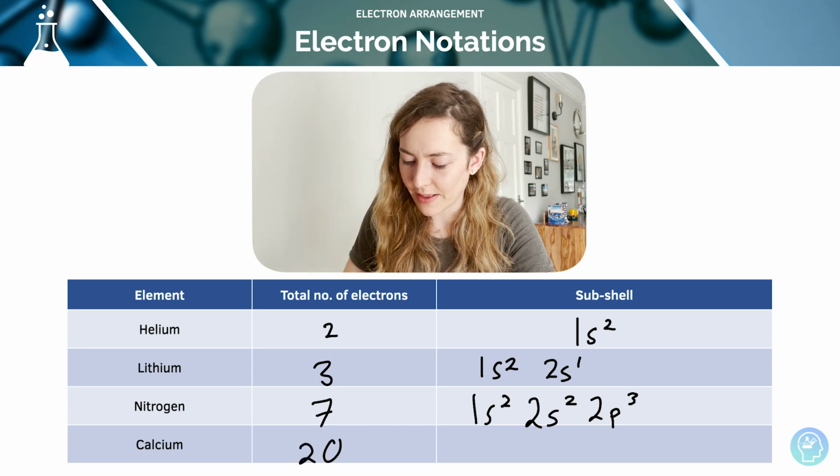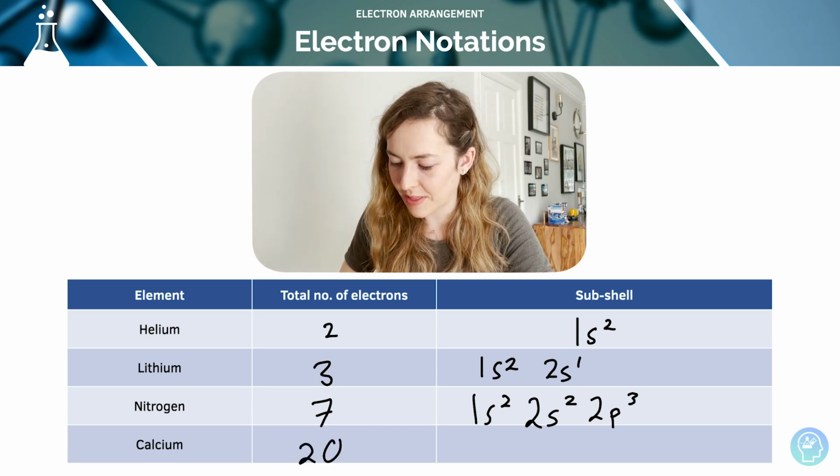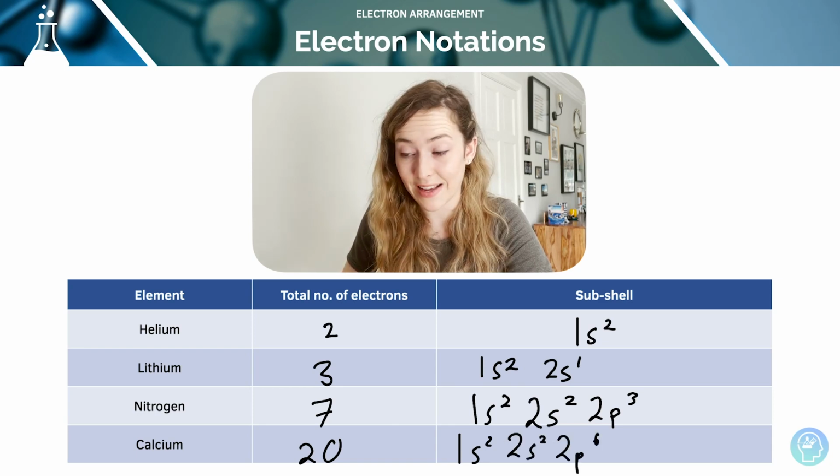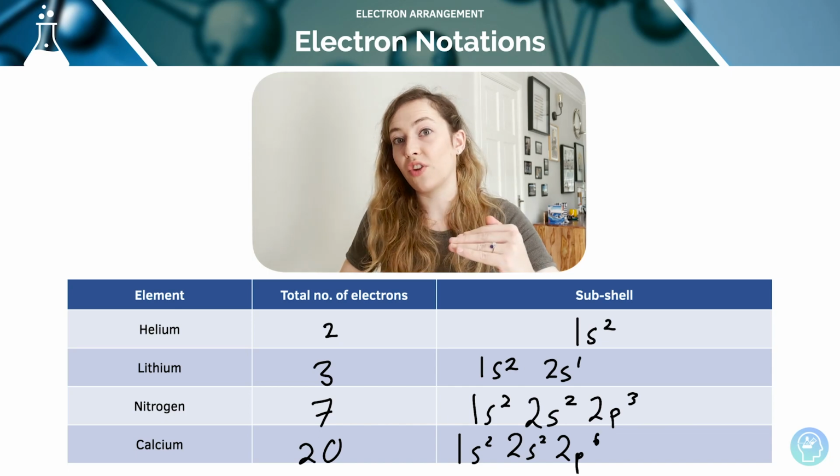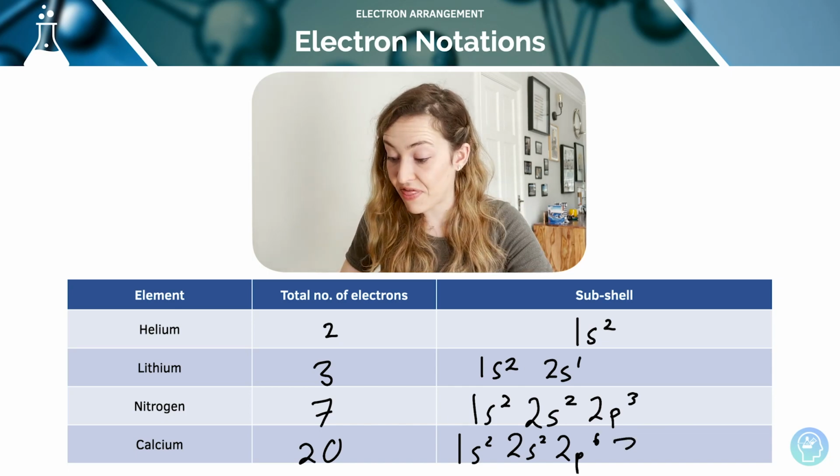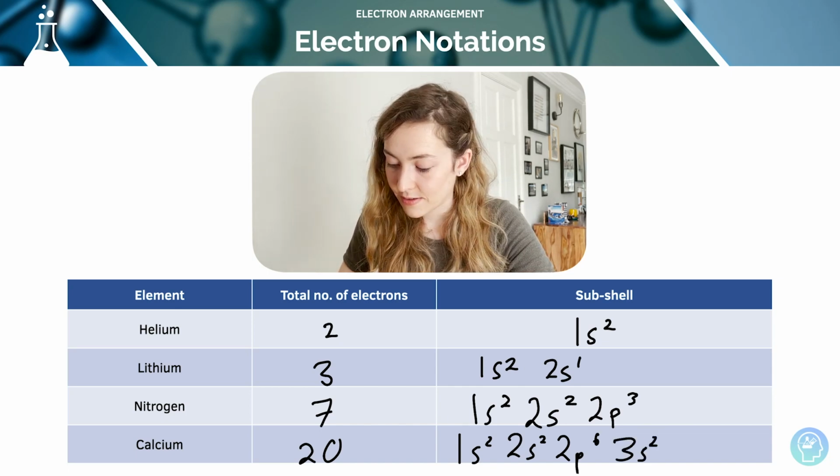What about calcium? Now that's got a lot more, so it's a little bit more to think about. So 1s, 2s is going to be filled. The 2p is going to be filled. Remember, there's 6 maximum in there. Now, the second shell has only got s and p, so I'm going to have to jump to my third shell. That's going to have s, that's going to have p, and that's also going to have d.